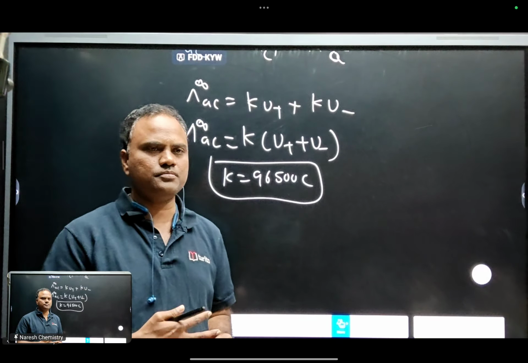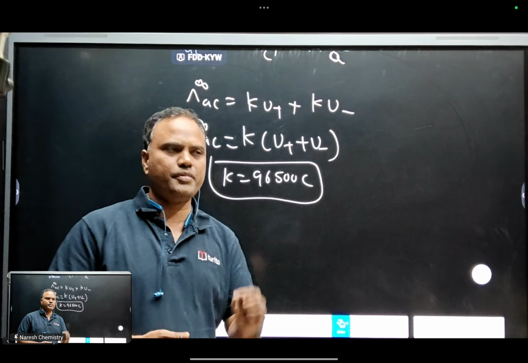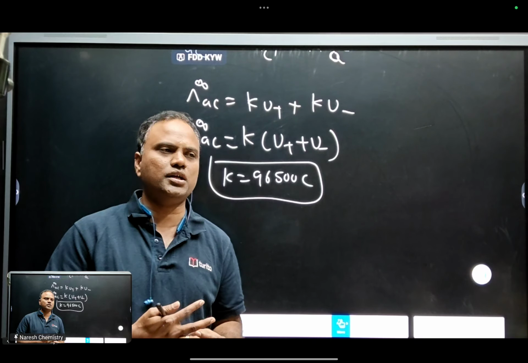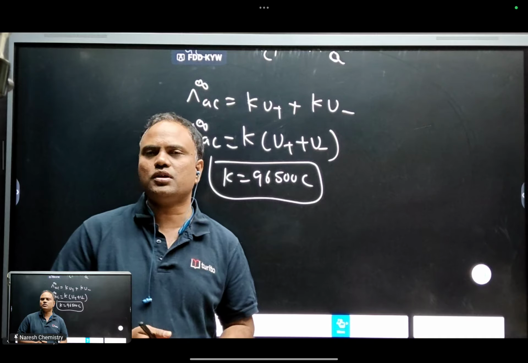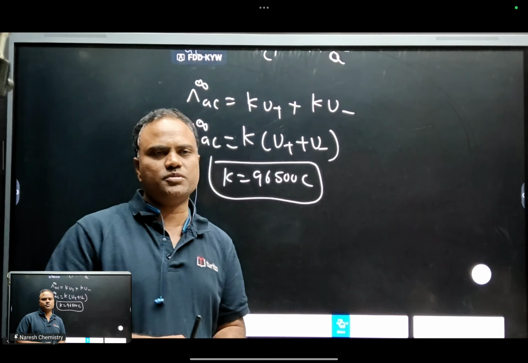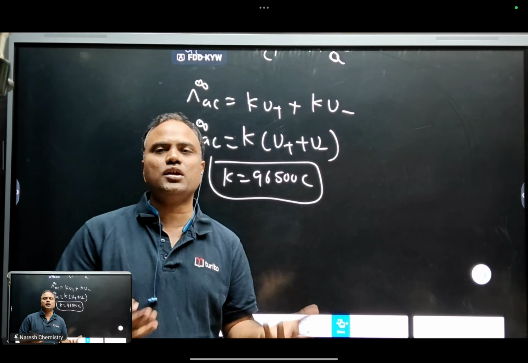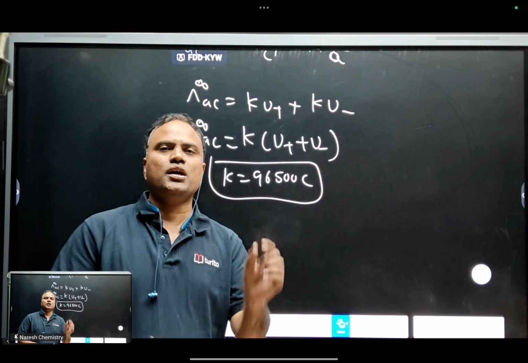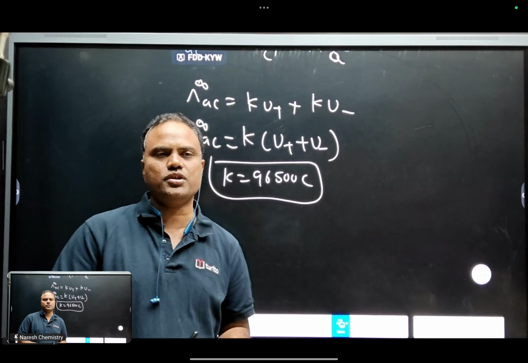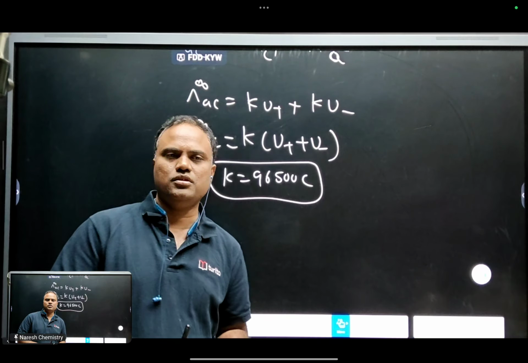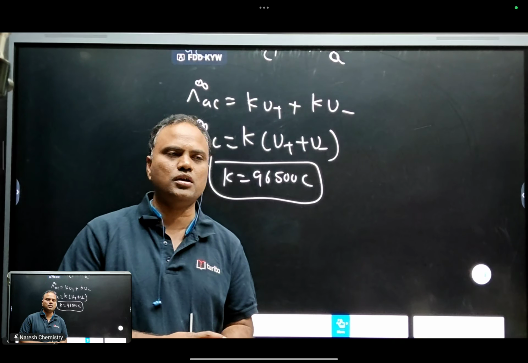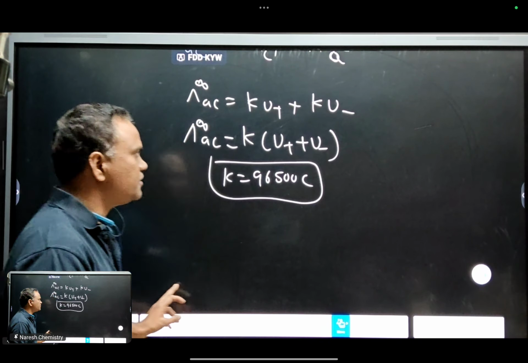Coming to the applications of Kohlrausch law. Before that, we discussed it is not possible to find conductance of a weak electrolyte at infinite dilution because weak electrolytes do not undergo complete dissociation. Is it possible to find it? No, not possible. Why? Because weak electrolytes do not undergo complete dissociation. If an electrolyte undergoes complete dissociation, then we can find its conductivity at infinite dilution. But weak electrolytes do not. Then how to find it? By using Kohlrausch law.